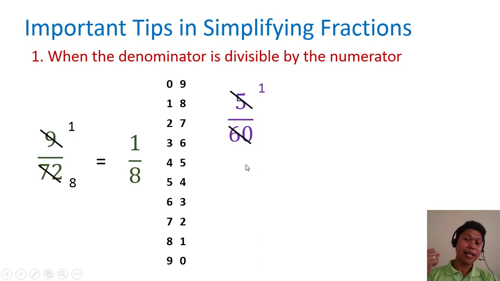5, 10, 15, 20. Pag 10 kasi, 50. So, 50, 55, 60. So, dagdagan mo lang ng dalawa, and this is 60. So, 12. Ibig sabihin, 1/12.